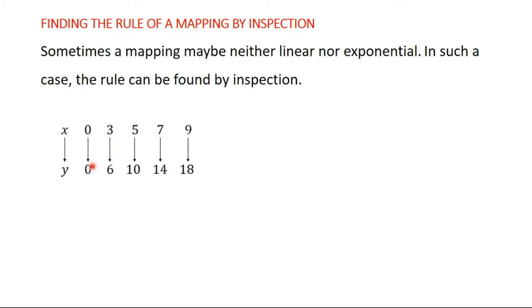Here, the differences between consecutive elements in the domain, if it were linear, were all supposed to be the same. So we are certain that this is not linear.